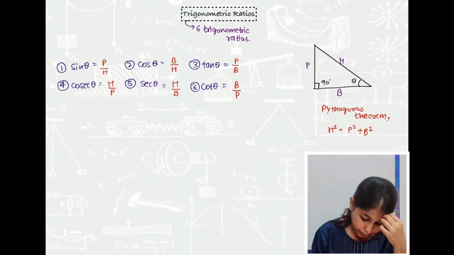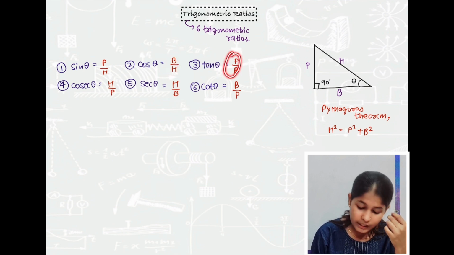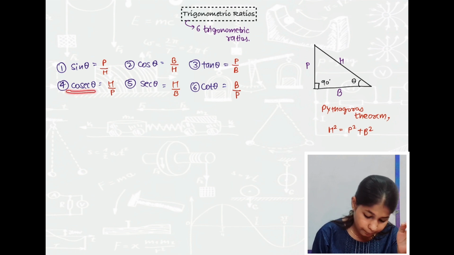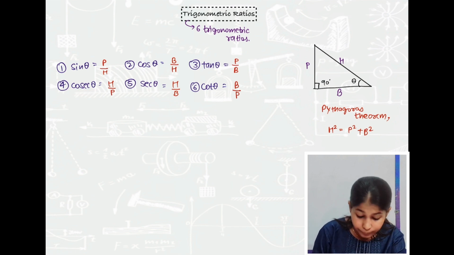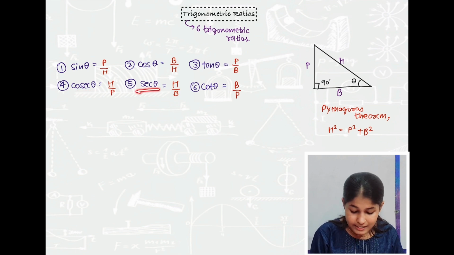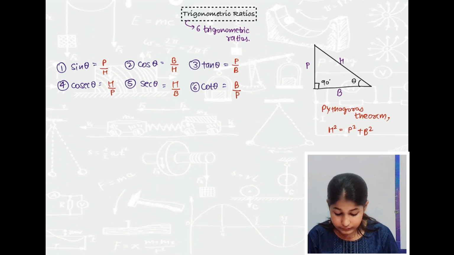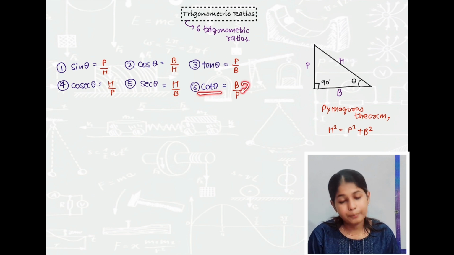Sin theta is perpendicular upon hypotenuse. Cos theta is base upon hypotenuse. Tan theta is perpendicular upon base. Cosec theta is hypotenuse upon perpendicular, sec theta is hypotenuse upon base, and cot theta is base upon perpendicular.